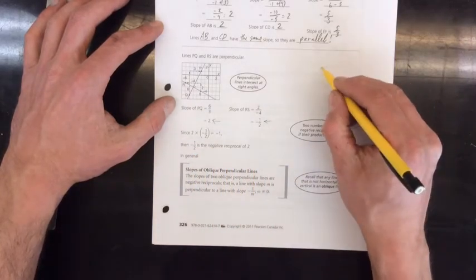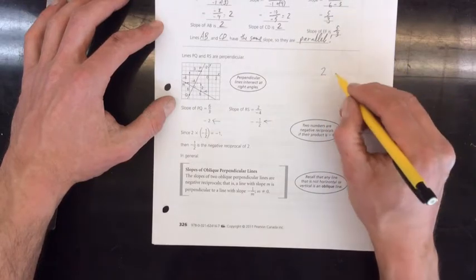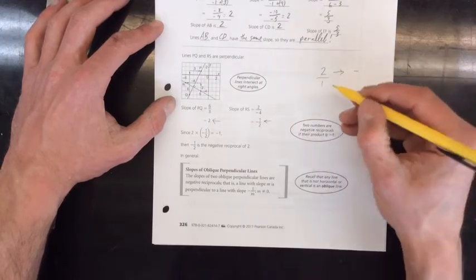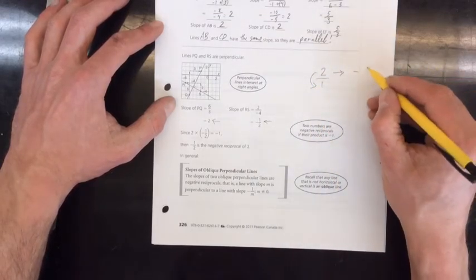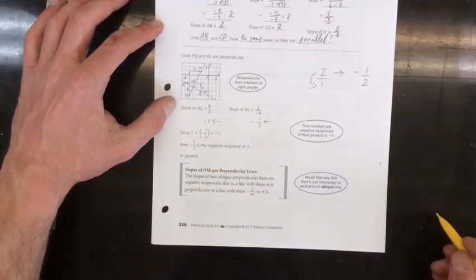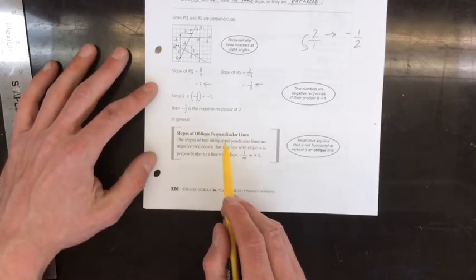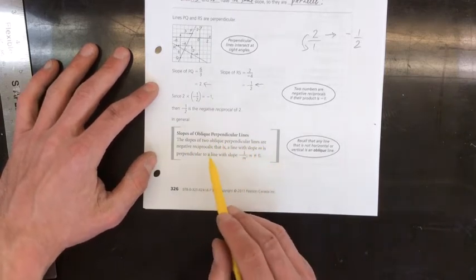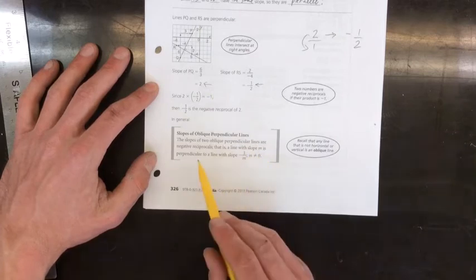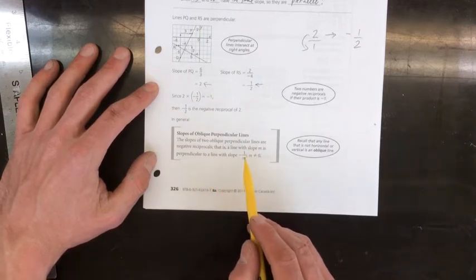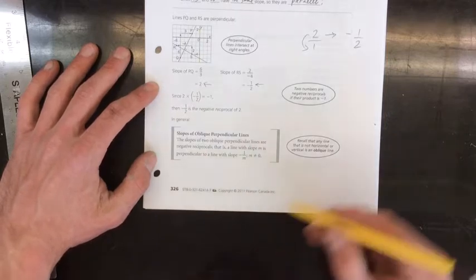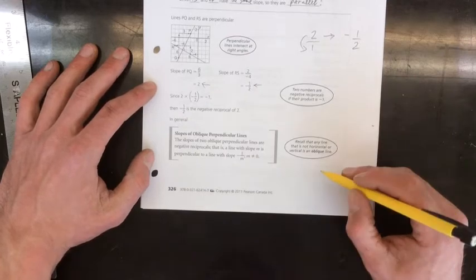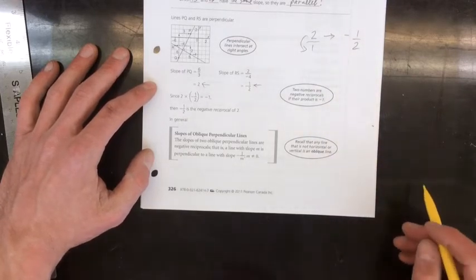So how this works is if I have the number 2, the negative reciprocal is the negative, and then the 2 is going to be flipped right around. So add a negative and then flip it around. So in general, the slopes of two oblique perpendicular lines are negative reciprocals. That is, a line with a slope m is perpendicular to a line with a slope of negative 1 over m, where m is not 0. So recall that any line that is not horizontal or vertical is oblique, or is diagonal in some way.